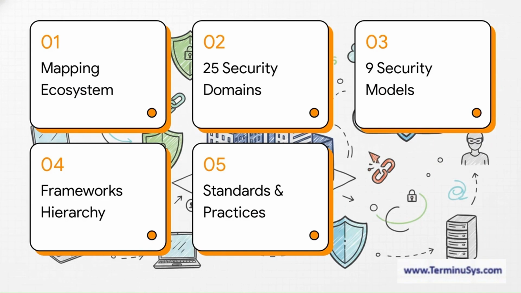Here's our architectural blueprint for this explainer. We're looking at 4 key building blocks today. First, we'll map the security ecosystem. Second, the 25 security domains. Third, the 9 security models. Fourth, the hierarchy of frameworks. And finally, we'll wrap up with standards and best practices.